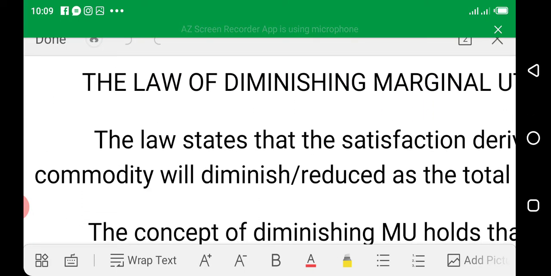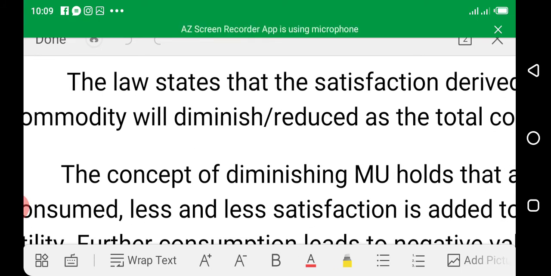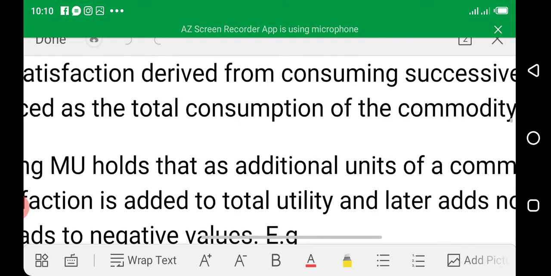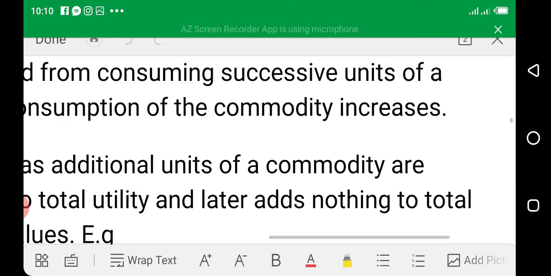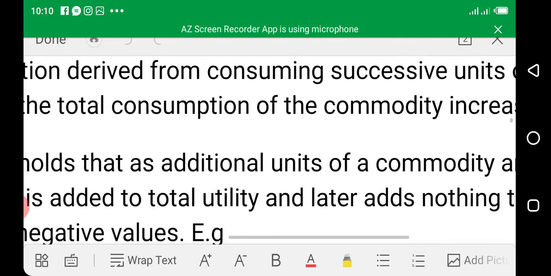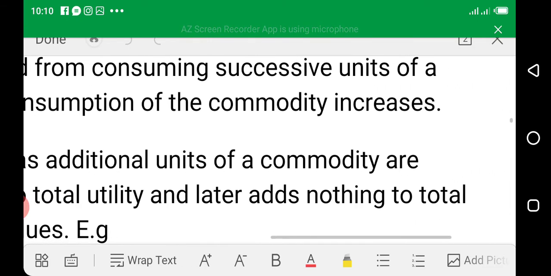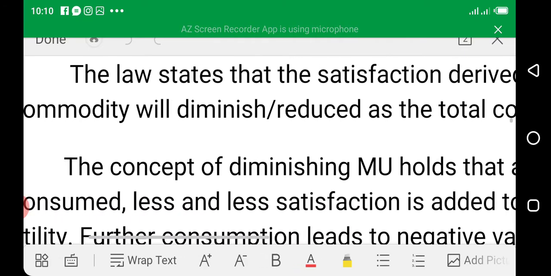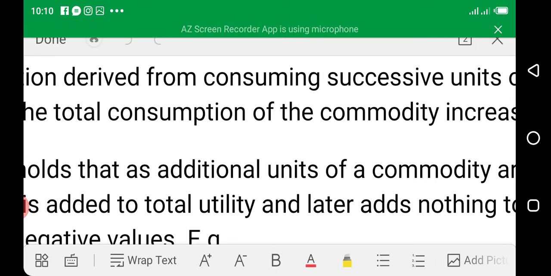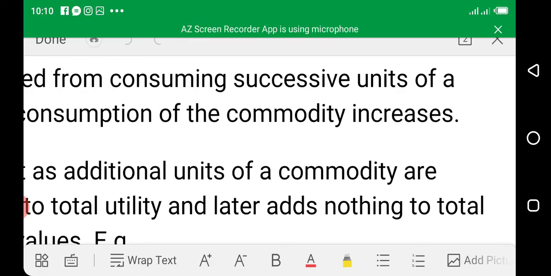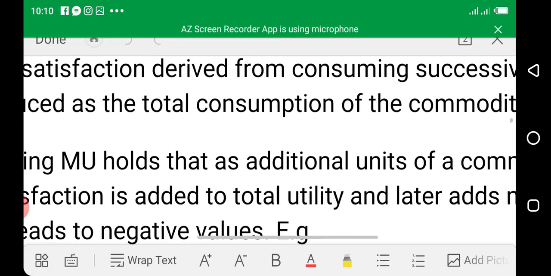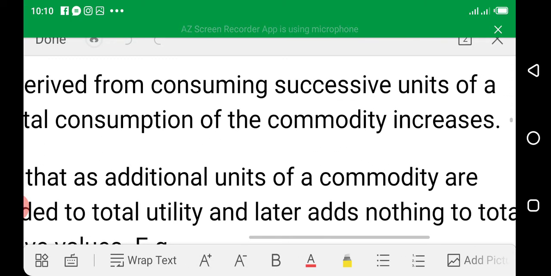Let's look at the law of diminishing marginal utility. The law states that the satisfaction derived from consuming successive units of a commodity will diminish or reduce as the total consumption of the commodity increases. I repeat, the law of diminishing marginal utility states that the satisfaction derived from consuming successive units, that is additional units, of a commodity will diminish or reduce as the total consumption of the commodity increases.